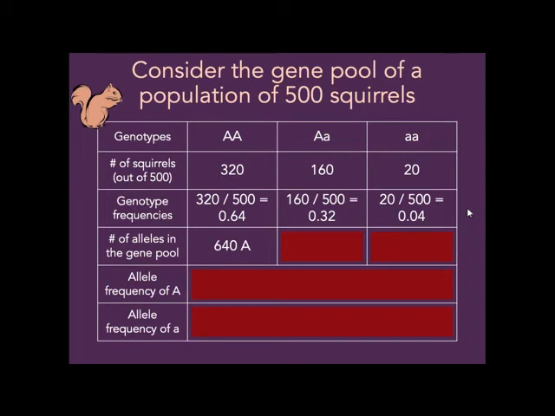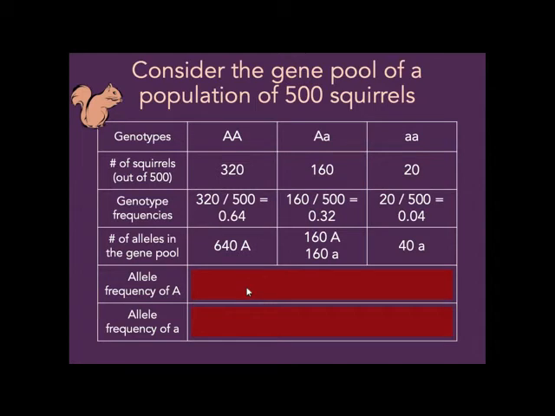So the number of alleles that they have in the gene pool, these guys are contributing 640 big A's. These guys are contributing 160 big A's and 160 little a's. And these ones are contributing 40 little a's. All right? How many alleles are there total in the gene pool anyway? It's 1,000. Yeah, it's 1,000, right? Because there's 500 squirrels and they each have two, one that they inherited from their mom and one from their dad. All right, so let's figure out the frequency of big A using one of those two methods.